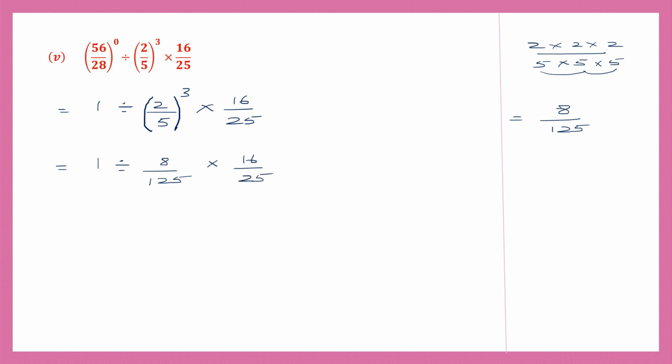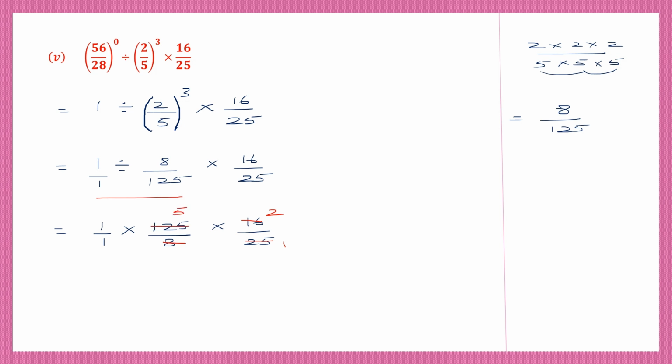Now again, let's do this division part first. So this is 1 by 1, isn't it? So this is 1 by 1, and division changes to multiplication. 8 by 125 will now become 125 divided by 8 into 16 by 25. So now we can cancel 8 and 16. 8 ones are 8, 8 twos are 16, and 25 ones are 25, and 25 into 5 is 125.